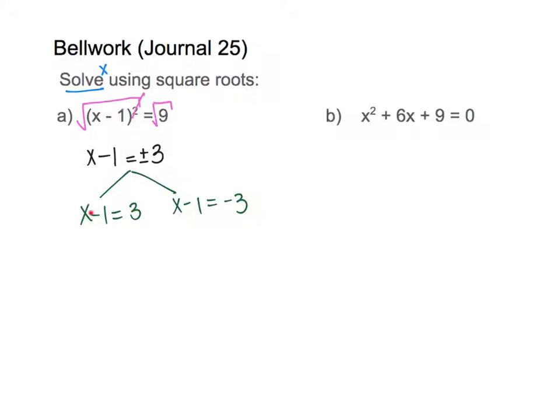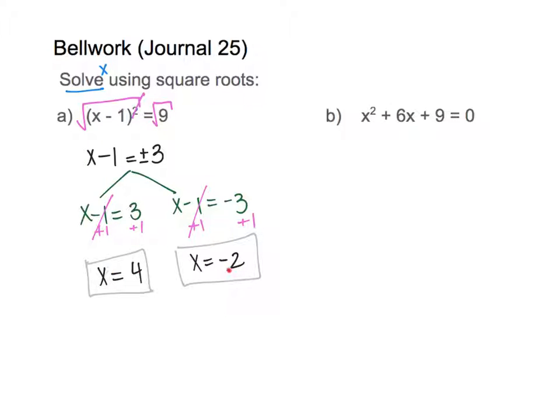So I'm going to add the 1 over on both sides here. If I add 1 to both sides, that cancels, and so my x is equal to 3 plus 1, which is 4. And then if I add 1 on this side here, that cancels, so x is equal to negative 3 plus 1, which is negative 2. And so from here, these are my two x values. Remember, when any equation has a square in it, that means x will have two values. And here they are.